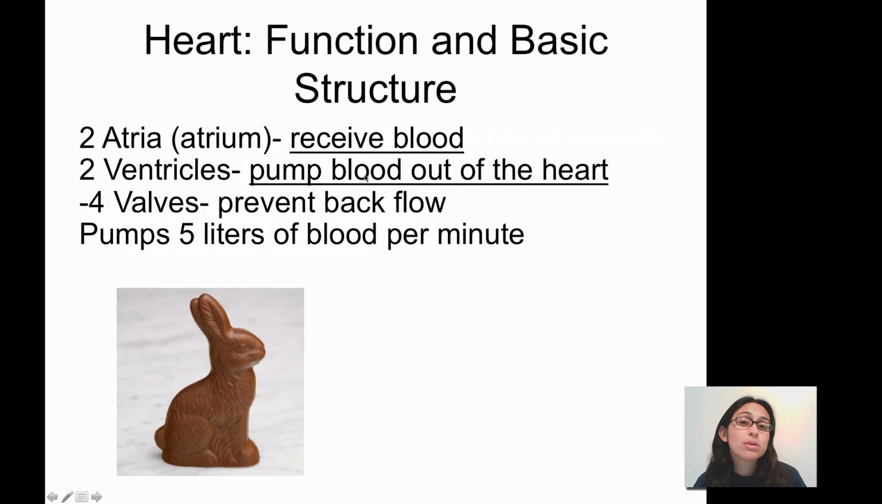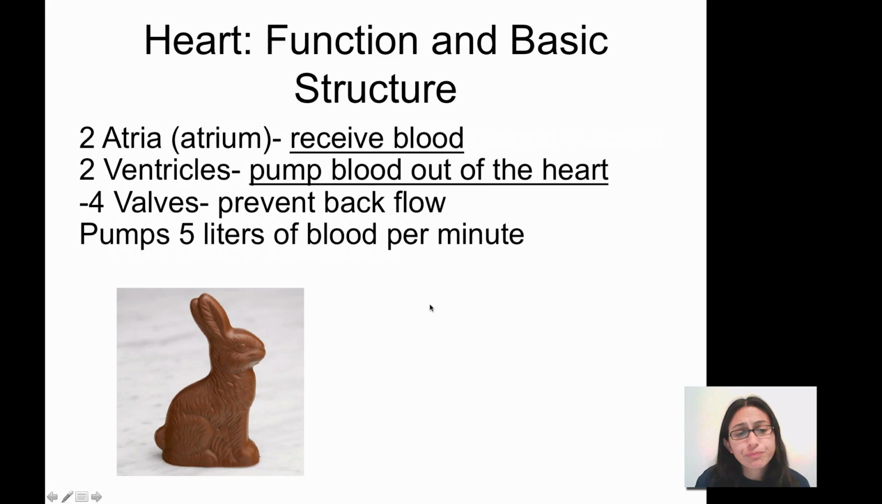Now, the names of those chambers: you have 2 chambers that are called atria. Atria is plural, atrium is singular. These are the parts of the heart where the blood goes into the heart. Then you have 2 ventricles. These are the parts of the heart that are the pump. They squeeze and push blood out of the heart. And then you have 4 valves, and these basically stop blood from going back in the wrong direction. So valves ensure that blood goes one way through your circulatory system and doesn't backflow.